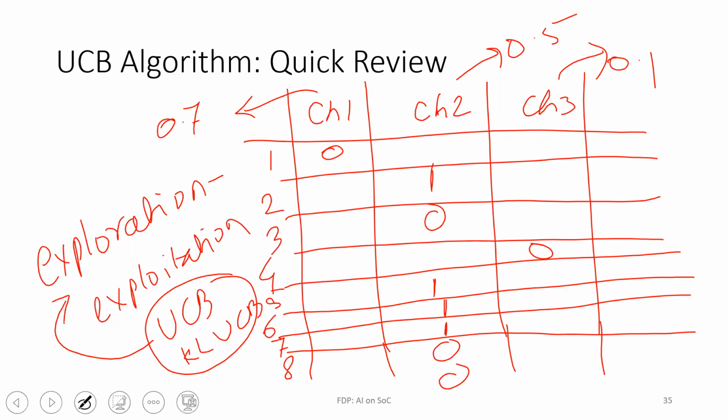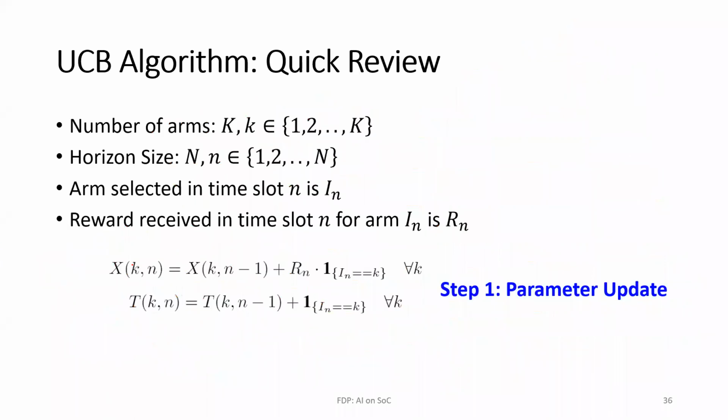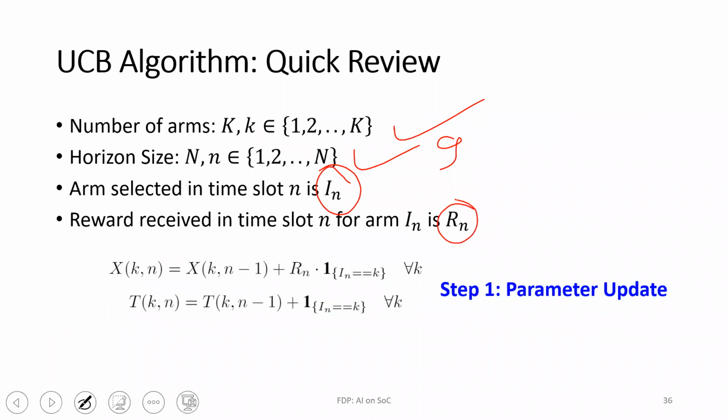Okay, and UCB is one of these algorithms. So how does UCB work? In UCB, K is the number of arms. In the previous case, it was 3. N is the size, how many times you are going to run the algorithm. In the previous case, we ran for 9 time slots. I_n is the arm or channel which the algorithm selected in time slot n, and R_n is the received reward. In the previous case, you got a reward of 0 or 1, and you selected channel 1, 2, or 3.